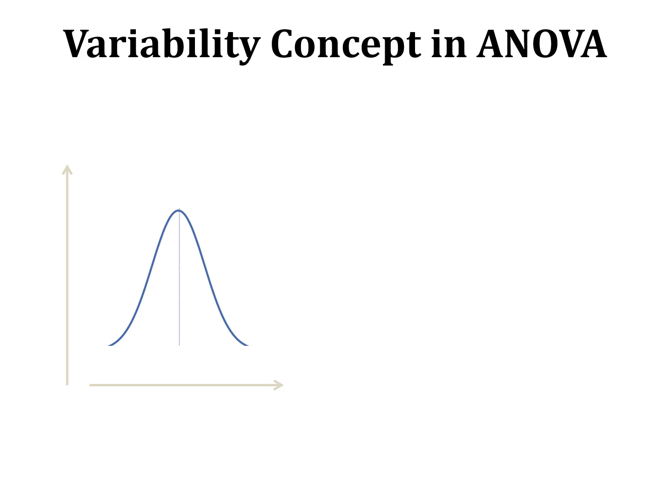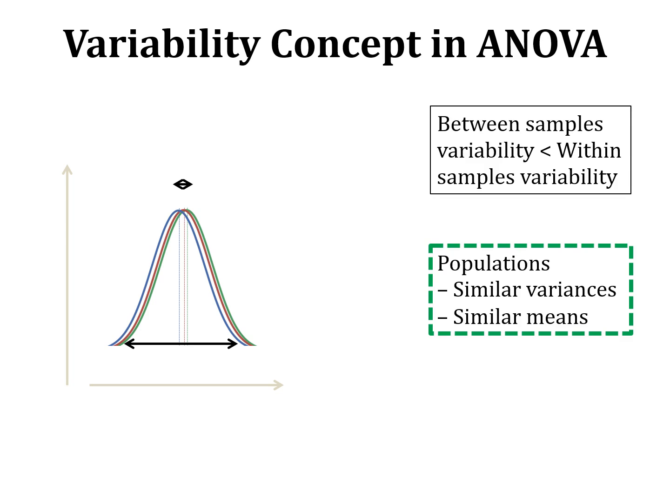So we have another situation. This is sample number 1, this is sample number 2, and this is sample number 3. So what do you see here? What is within samples variance and what is between samples variance? Which one is smaller and which one is greater, or are they both the same? So we see that the between samples variance is less as compared to within samples variance, right? So we have to conclude that populations have similar variances and similar mean values.